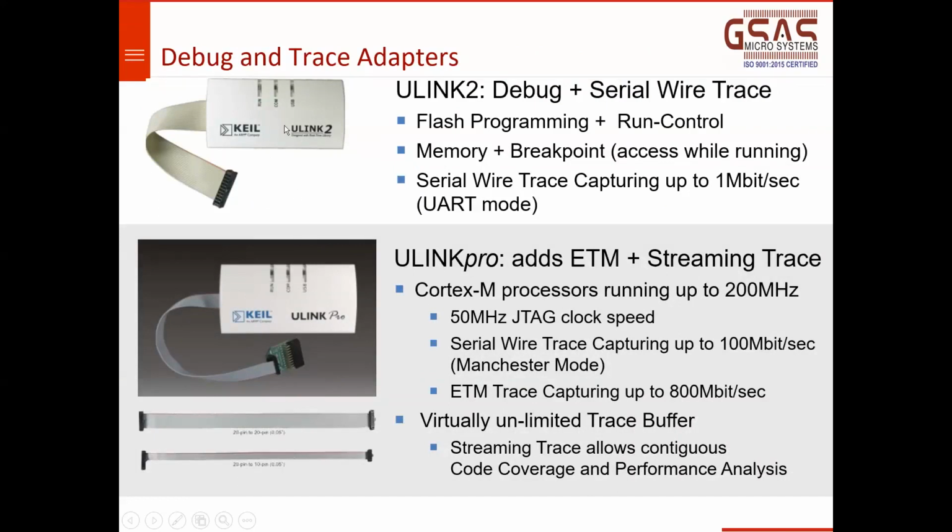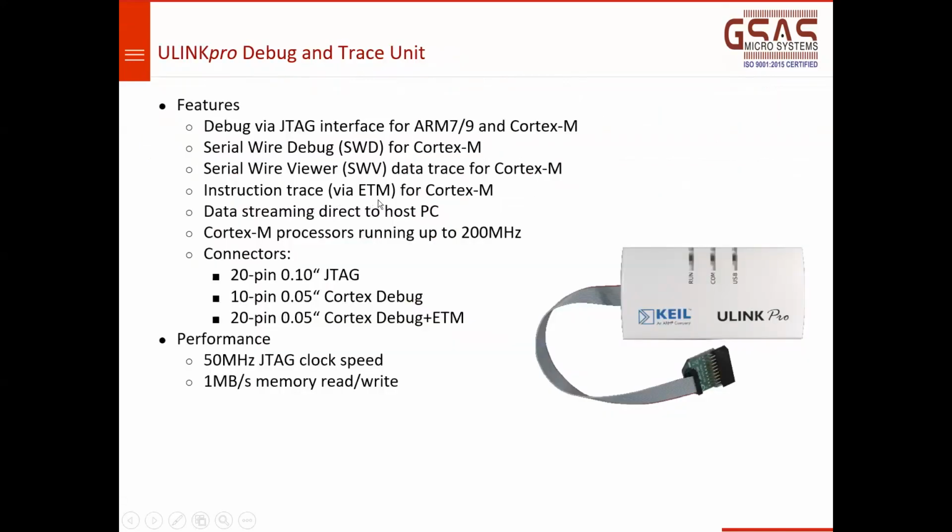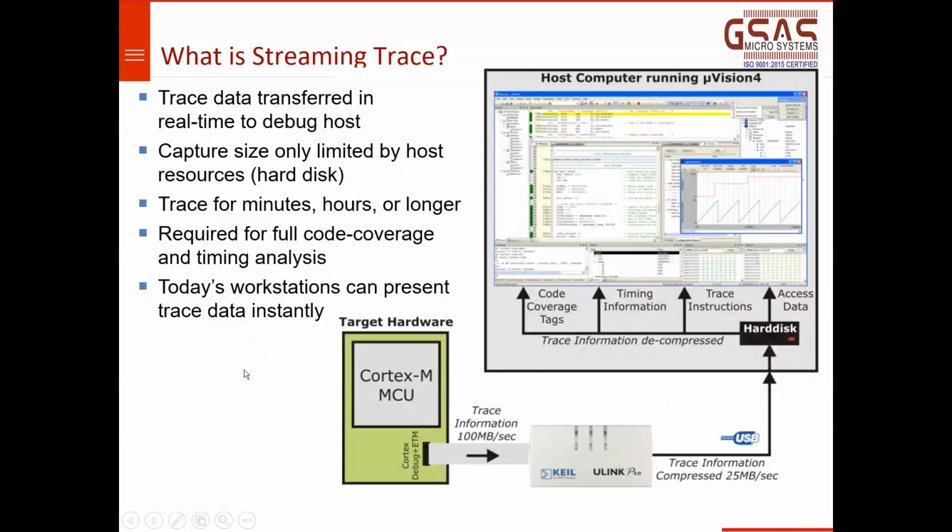It's a debugger with an ARM7 MCU on the board, where it has a high speed FPGA. So the trace collection is 100 times faster. These are just the debug and trace features for ULink Pro. It supports all ARM devices, ARM7, ARM9, Cortex-M. It supports serial wire debug. It has instruction trace capture, the intelligence of capturing or reading the instruction trace via ETM, and supports up to 50 megahertz data frequency and megabits per second memory read or write.